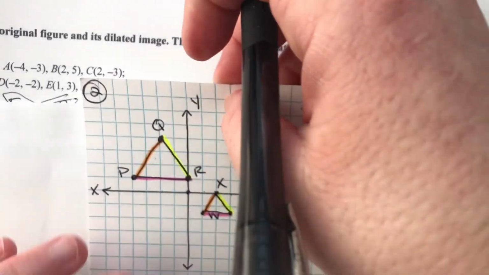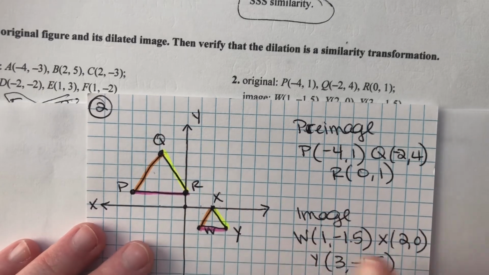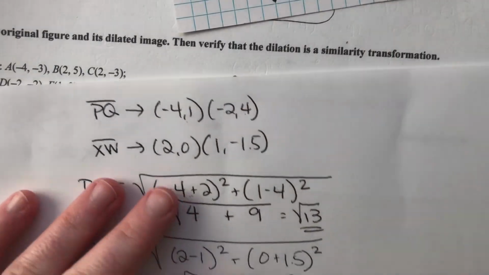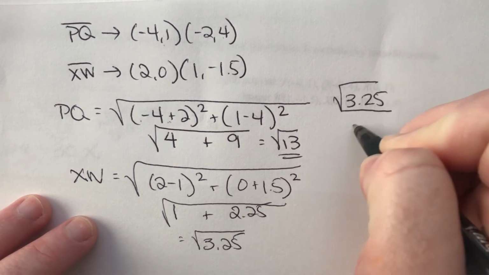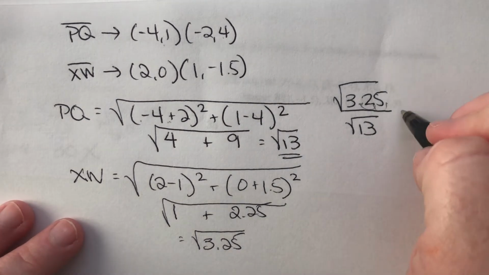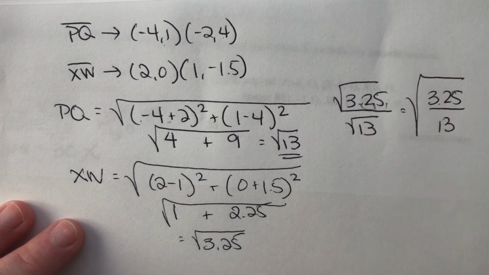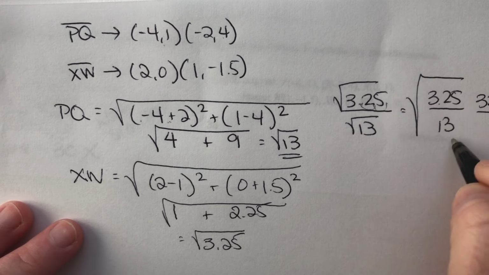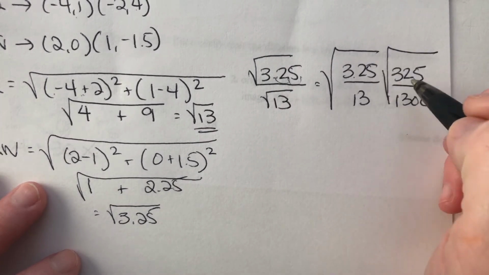Okay, and it's the new over the original. Let me just push this over here. This is the original, this is the new, so it's the smaller over the bigger. So the square root of 3.25 over the square root of 13. I want to multiply it by 100 on the top and the bottom. I'm going to separate this: 3.25 over 13. I multiply this side by 100, so it becomes 325, and the bottom 1300.